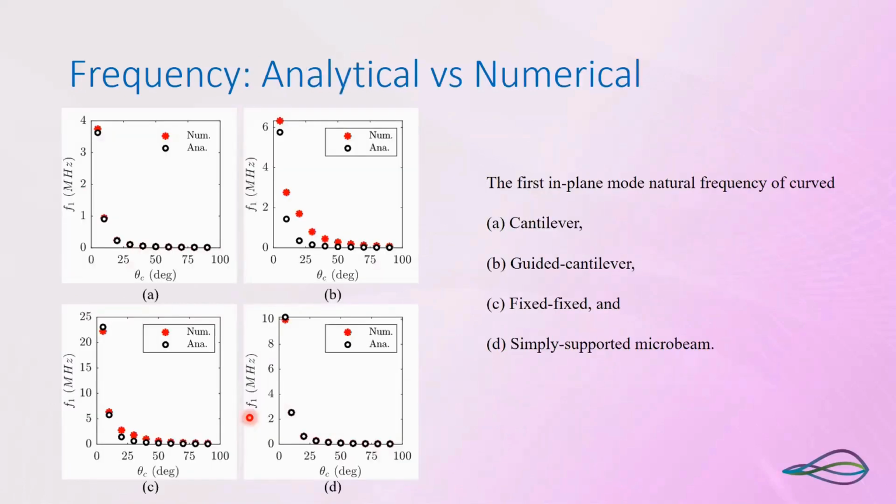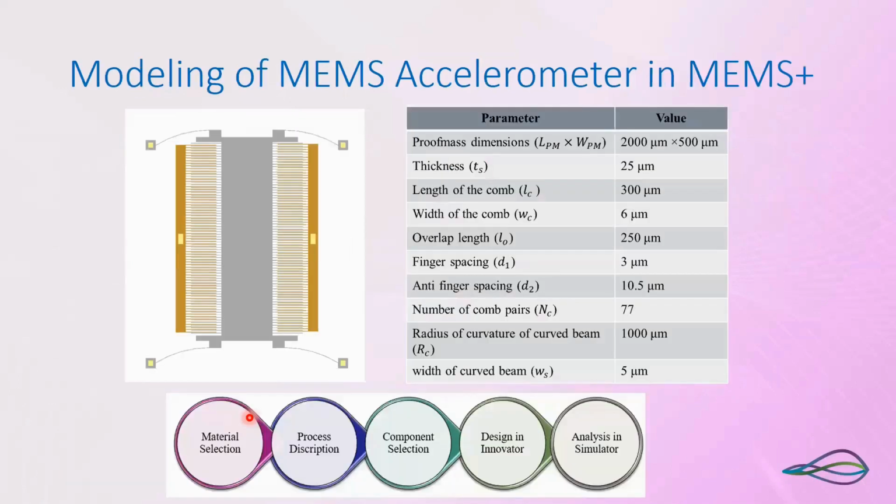So this is the comparison of analytical and numerical results, where you can see we have a pretty good match for cantilever, fixed, and simply supported, but there is still a little bit of variation in the guided cantilever, which needs to improve, but more or less they are quite near. Based on that, we utilize this to model our accelerometer. Here we are taking a proof mass of around 2000 by 500 micrometers.